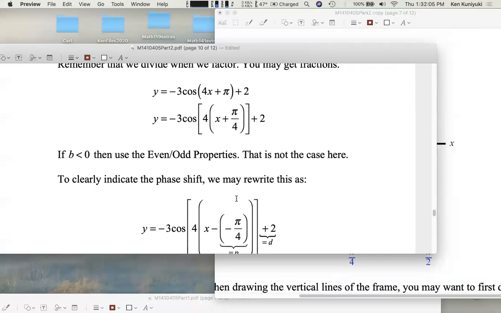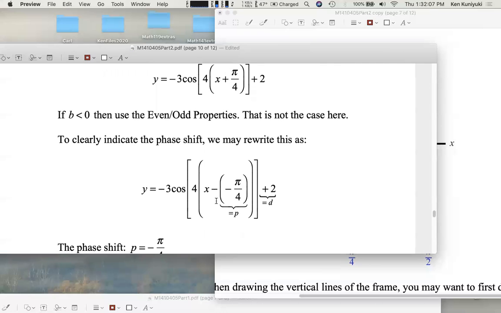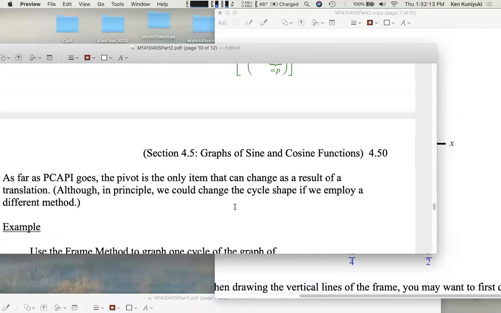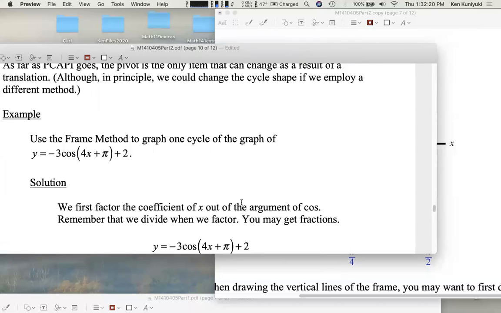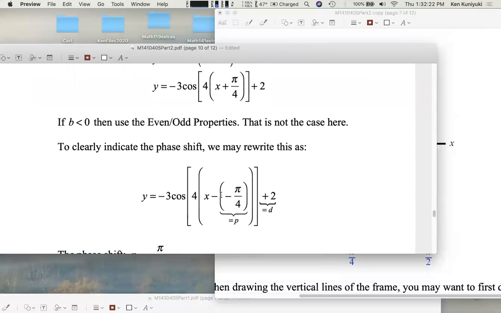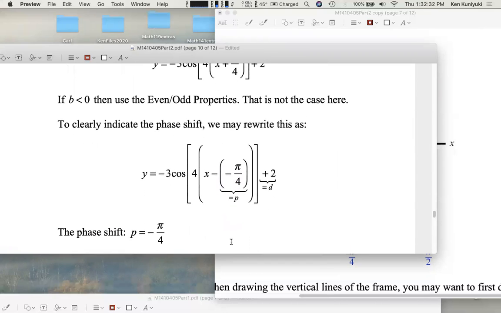Okay. And what is x plus pi over 4? It's x minus negative pi over 4. So p is the phase shift. Remember, in this general format, p is the phase shift. So over here, p is negative pi over 4. It's what makes this equal to 0. What is the value that makes this equal to 0? Negative pi over 4. All right. So the phase shift is negative pi over 4.